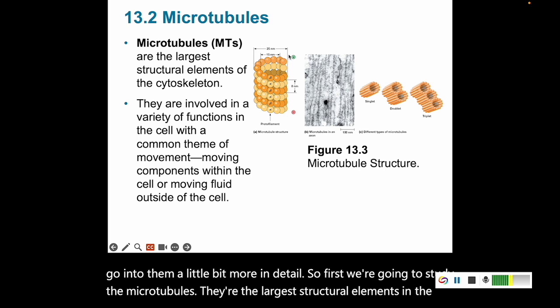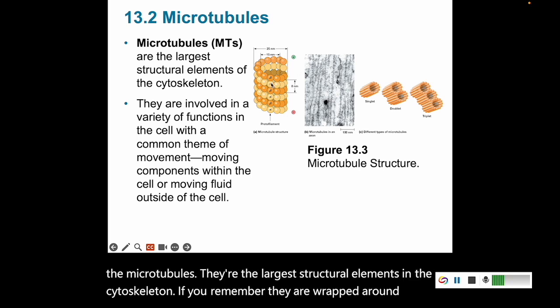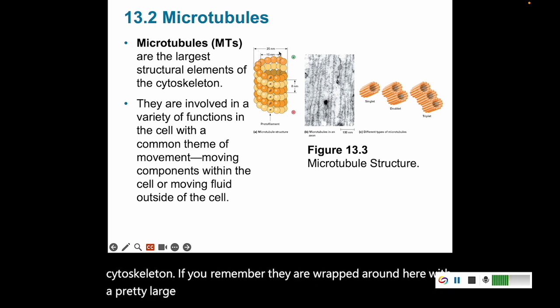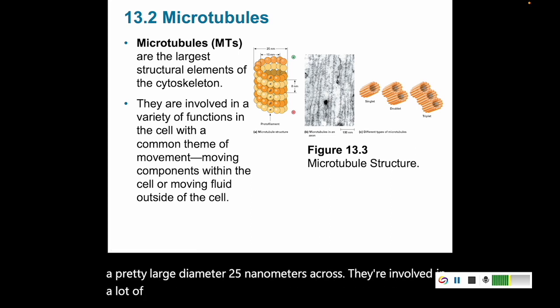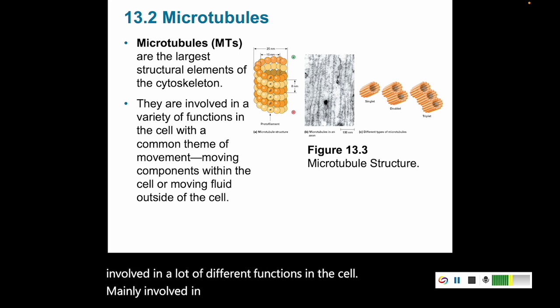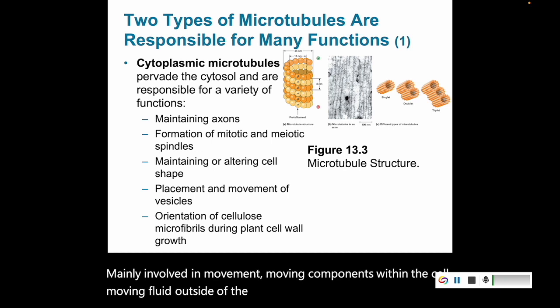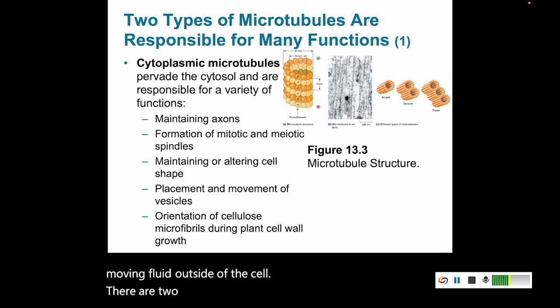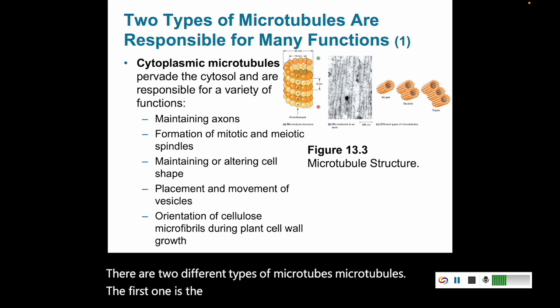If you remember, they are wrapped around here with a pretty large diameter, 25 nanometers across. They're involved in a lot of different functions in the cell. Mainly involved in movement, moving components within the cell, moving fluid outside of the cell. There are two different types of microtubules. The first one is the cytoplasmic microtubules.